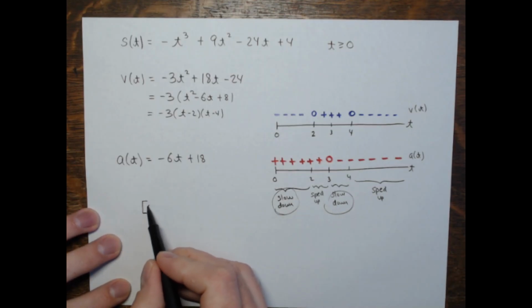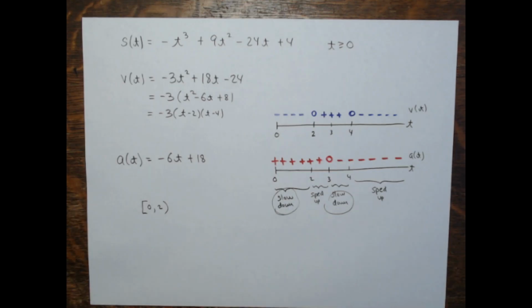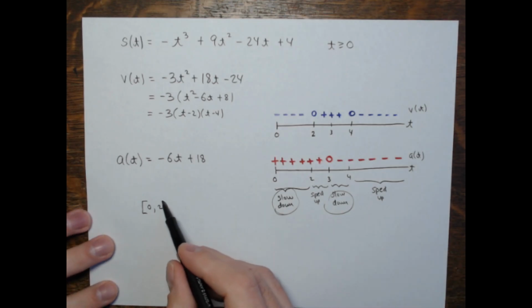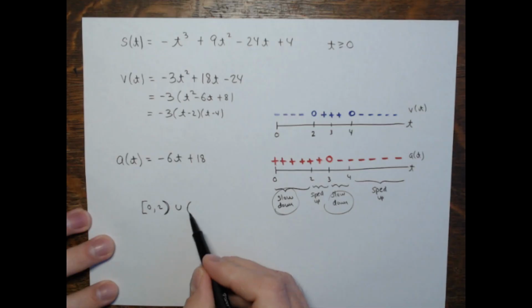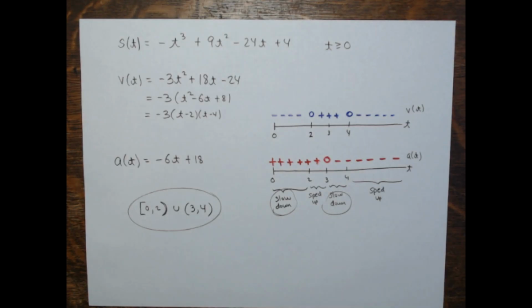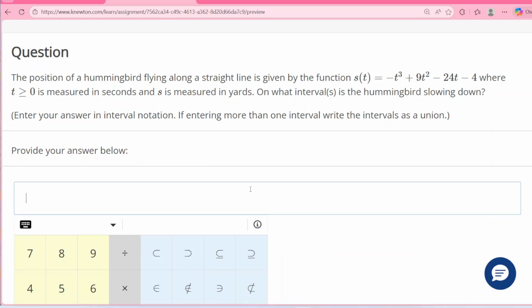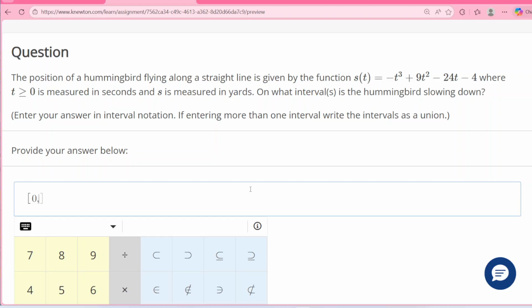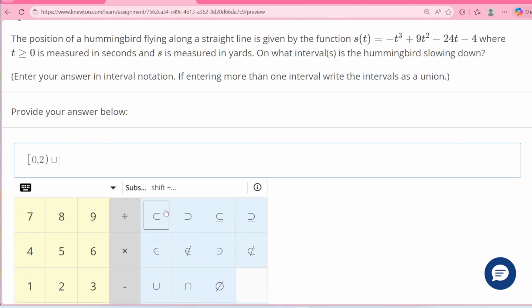So the intervals are from 0 to 2. Again, the bracket on 0, because the velocity and acceleration have opposite signs at 0. Parentheses on the 2, union, and then the other interval where you're slowing down is from 3 to 4 seconds. Parentheses on those. So this is what I'm going to enter. Between 0 and 2 seconds and 3 and 4 seconds, this hummingbird will be slowing down. So you bracket 0, comma 2. Then they say write as a union, so no comma there, just the union symbol. 3, comma 4.